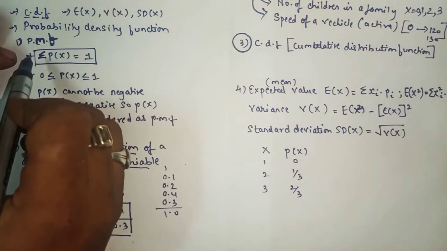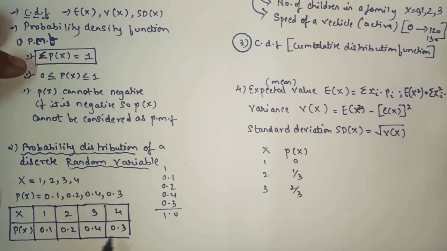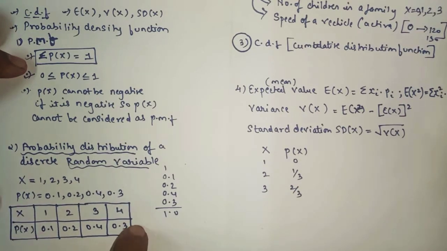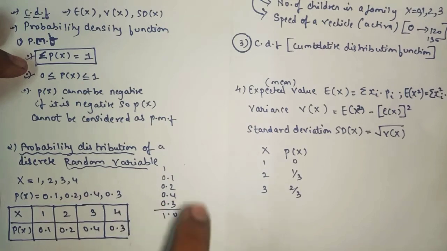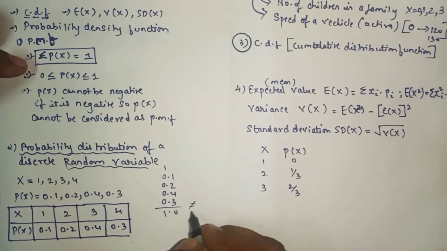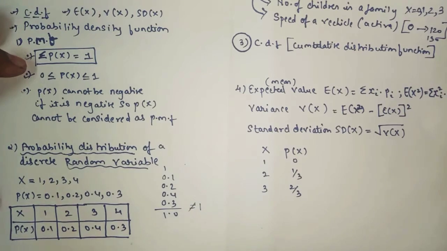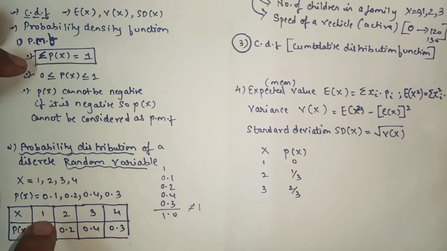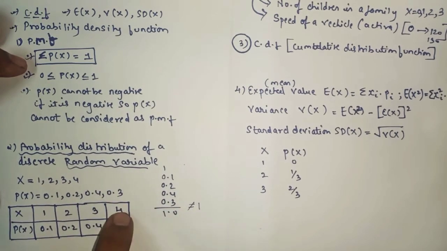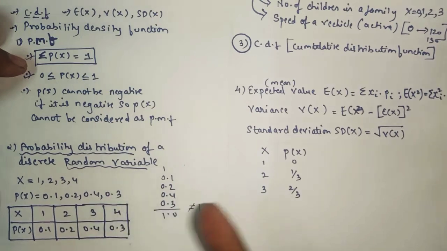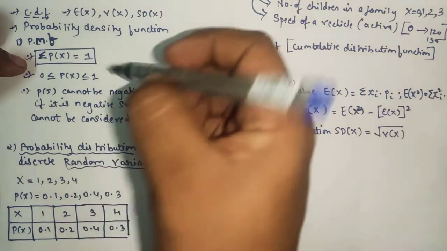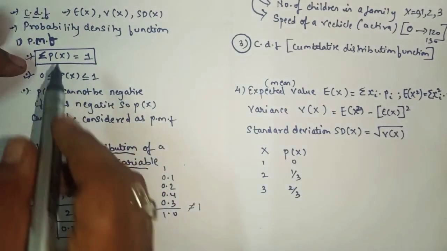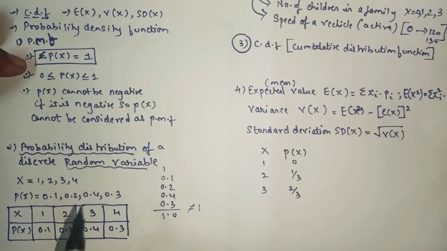So remember, point number 1 is that the sum of the values of P of x should be equal to 1. If it is equal to 1, then we can say a given probability distribution is a PMF. If it is not equal to 1, then we can say it is not a PMF. This type of question, to guess whether a probability distribution is a PMF or not, will come for 1 mark. So simply you have to remember these 3 points. Point number 1, the total should be equal to 1.